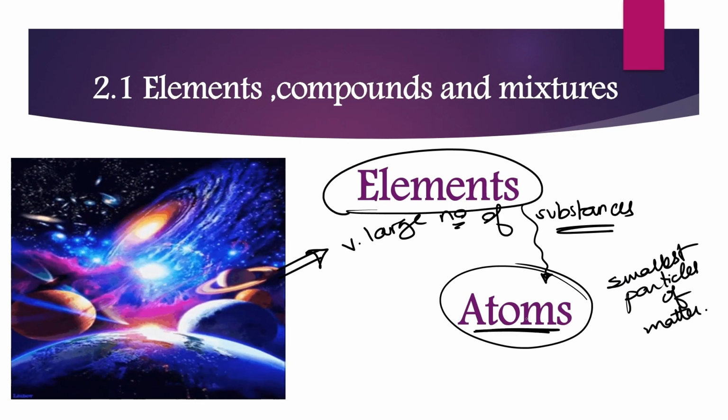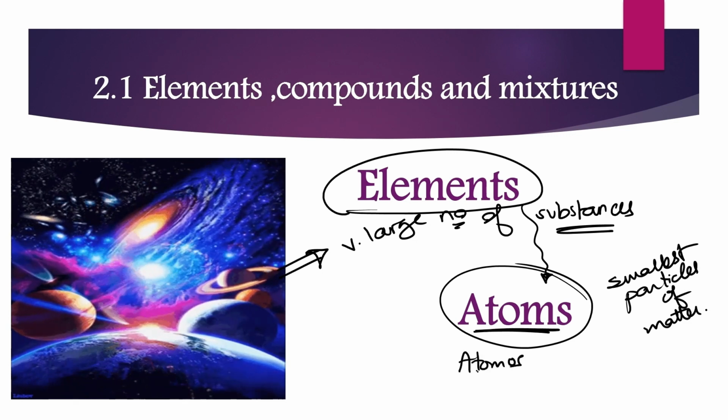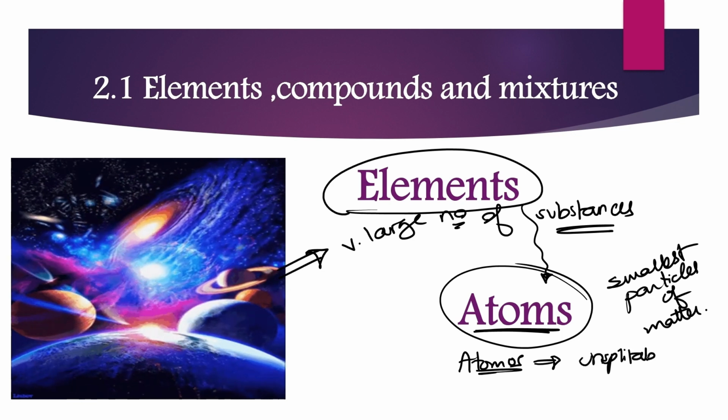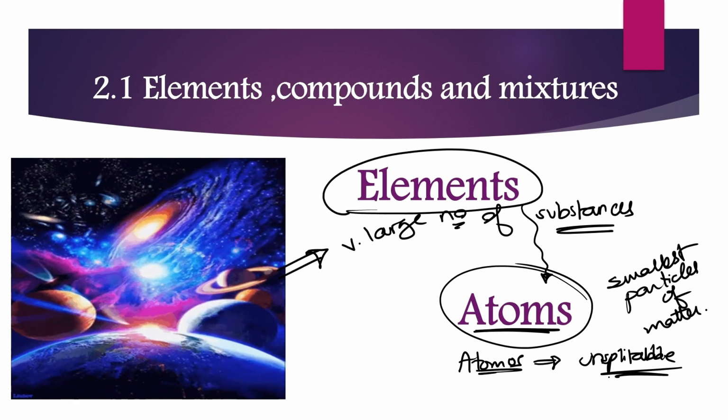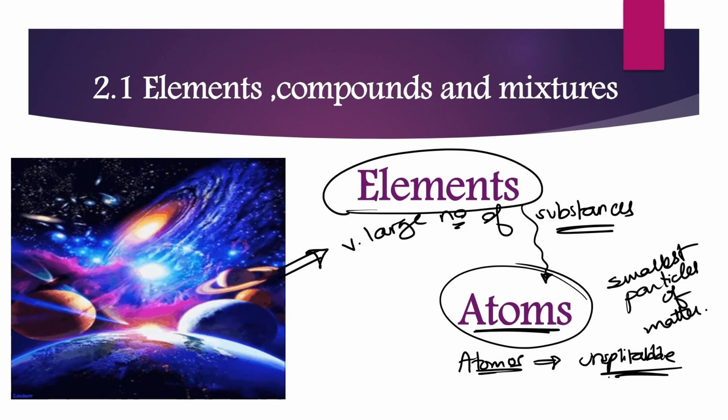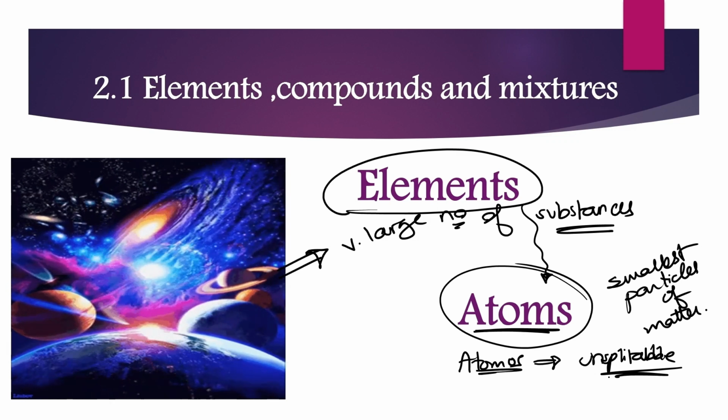The word atom comes from the Greek word atomos, and atomos means unsplittable. So this means that the atoms cannot be broken down. So if we're going to define the atoms, atoms are the smallest particles of matter that cannot be broken down, or in other words, unsplittable.